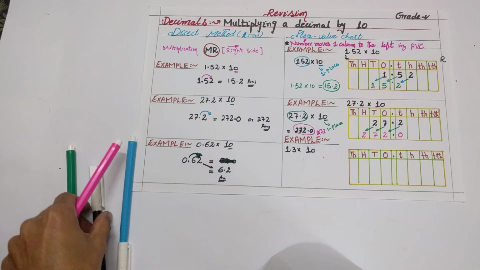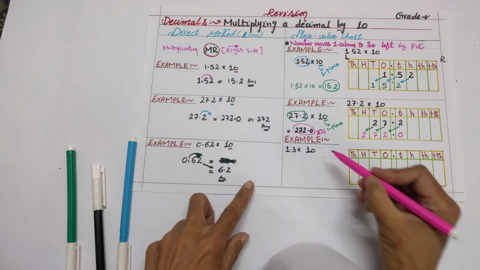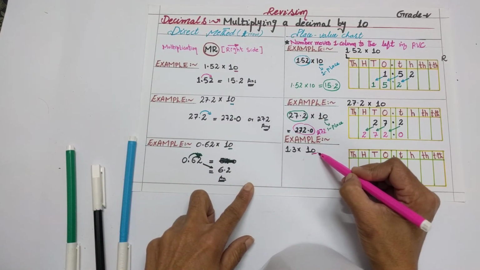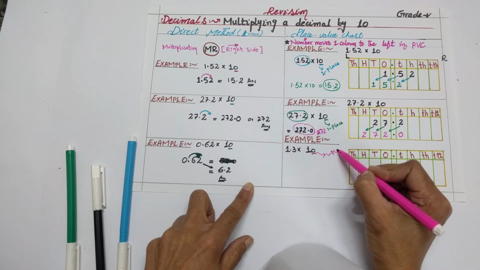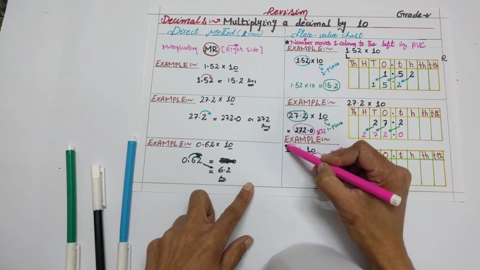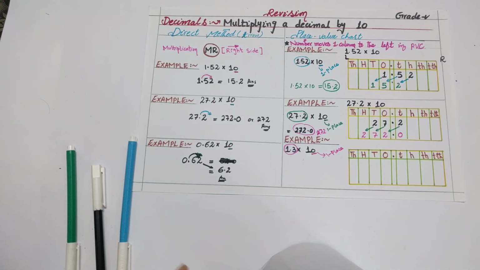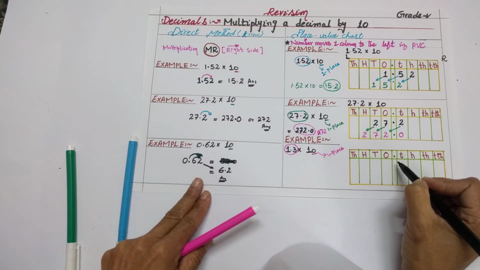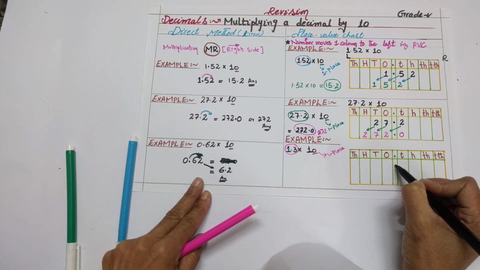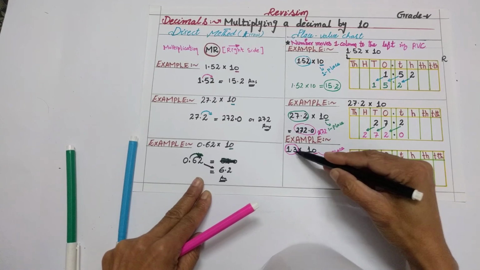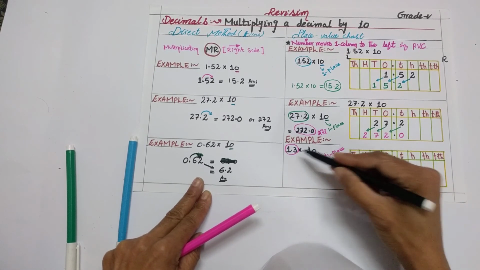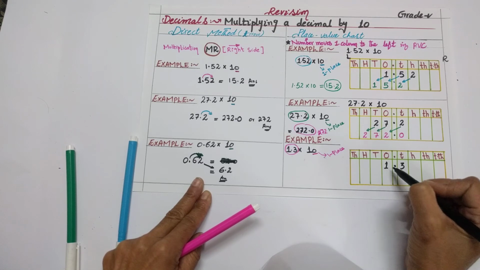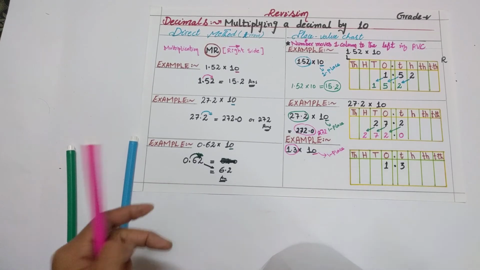1.3 multiplied by 10. So how many zeros in 10? One zero. So one place, and our given number is 1.3. So firstly we will put this given number in the place value chart. To put this original number in the place value chart, we will firstly put the decimal. The right side digit is 3 and the left side digit is 1. So 1.3 is our original number.